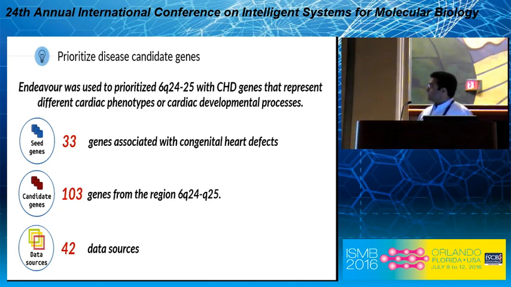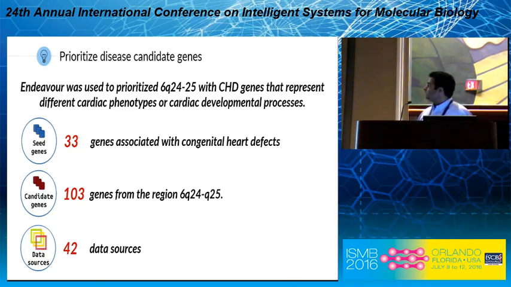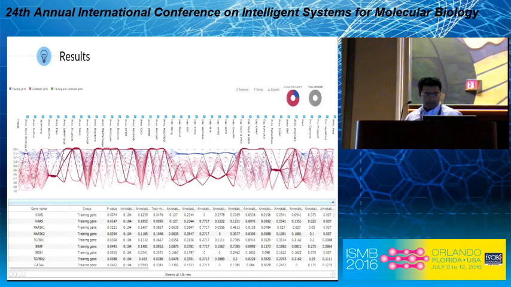So they ended up with 30 genes that they already knew are associated and related to the heart defect, and then they added all the genes located in these positions. And I also reran this analysis again to be sure, with these newly added 42 data sources.